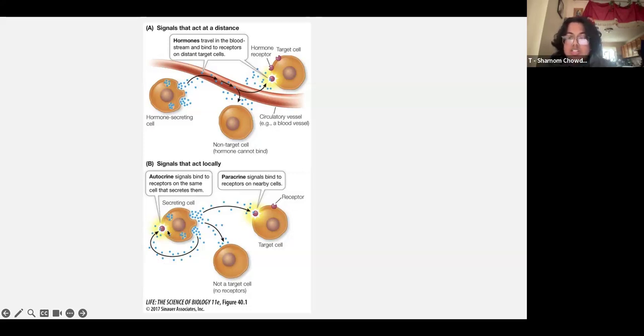So once again, autocrine signals bind to receptors on the same cell that secreted them, while paracrine signals bind to receptors on nearby cells. This target cell has no receptors, so these hormones can't bind to the cell. However, this target cell does have a receptor, so the hormone can bind to the cell, causing a signal to occur. So once again, signals act at a distance, and locally there are two types, autocrine and paracrine. Autocrine is within the same cell, paracrine is nearby cells.